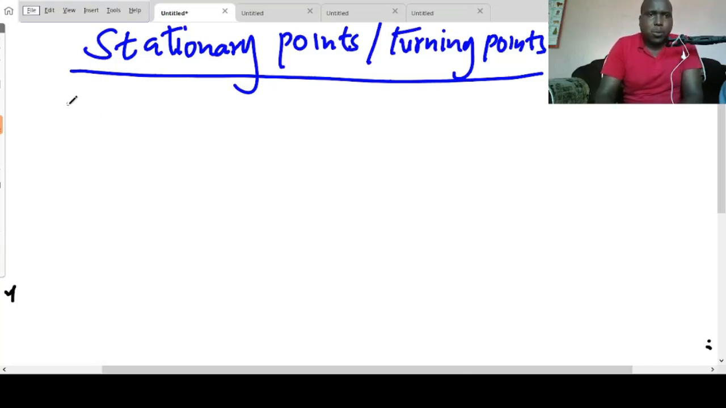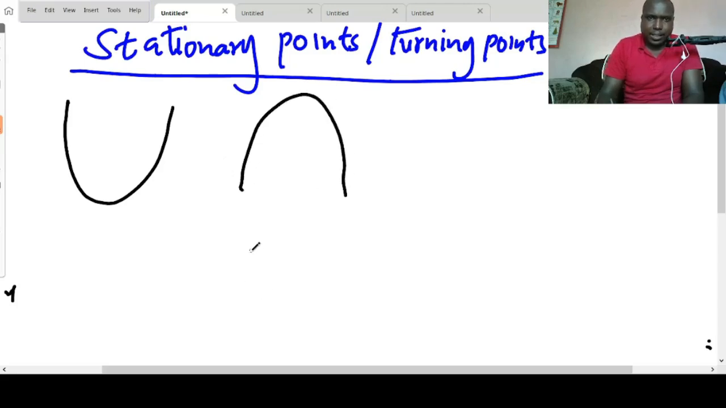On a curve, let me assume this is our curve, and we have another curve like this. So this curve has this point here. This is the turning point here, the point where the curve turns. This is what we call the turning point. For this one, the turning point is here. So this one is the turning point or a stationary point, and this one is the turning point. These are what we call the turning points of a curve.